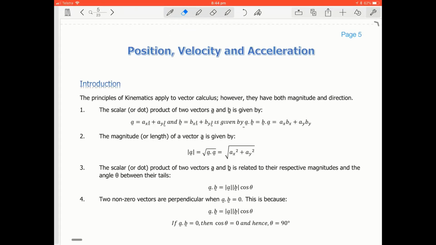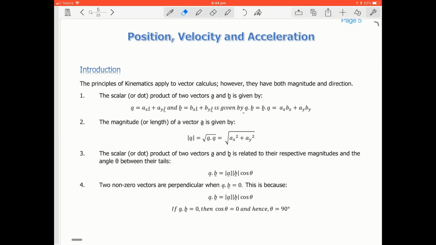Okay, in this video we're going to be looking at position, velocity and acceleration in terms of vectors, and the principles of kinematics and how they apply to vector calculus. The main difference with vector calculus kinematics is that we have both magnitude and direction, but the basic principles apply for vectors as they have previously.